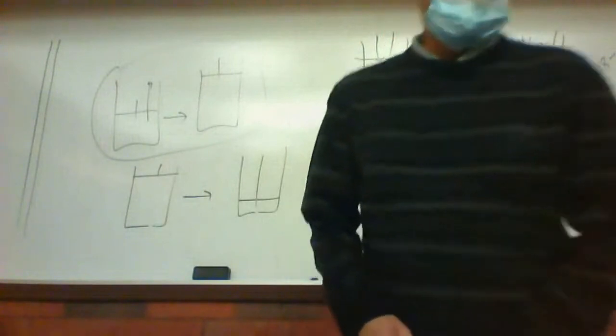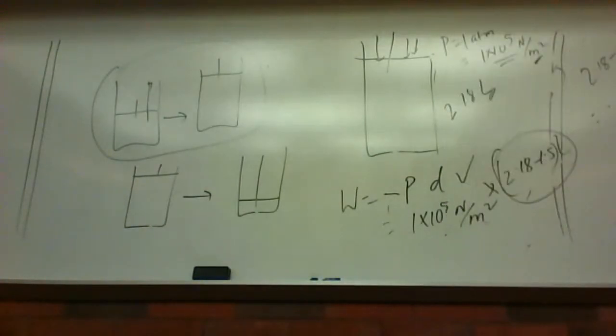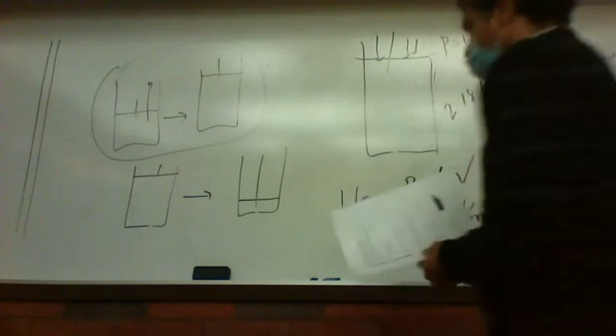Good. Everything is already there, so you can calculate. When you calculate the dq, du, just use that formula: dq is equal to du plus dw.